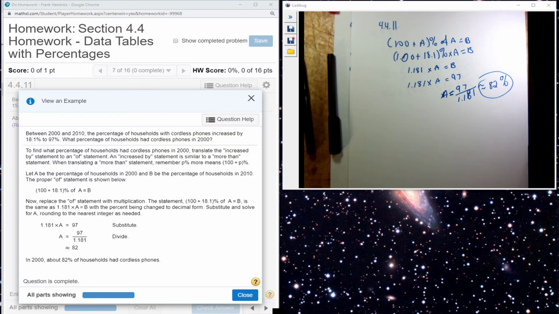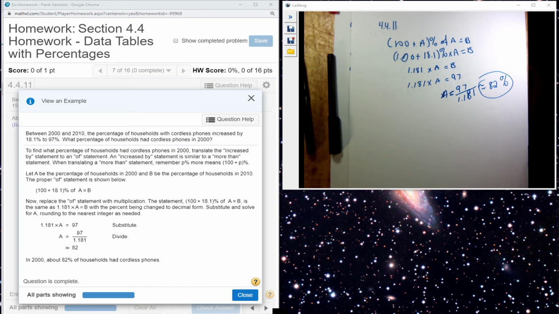to an of statement. Increase by is similar to more than. Okay. So, to a more-than statement, remember, p% more than means 100 plus p%. So I have here, increased by 118%. So whatever it was before, add 18, so 100% plus 18% of A is equal to B.